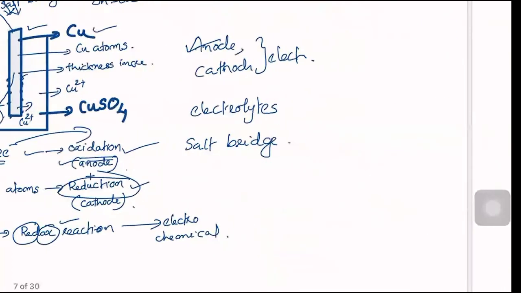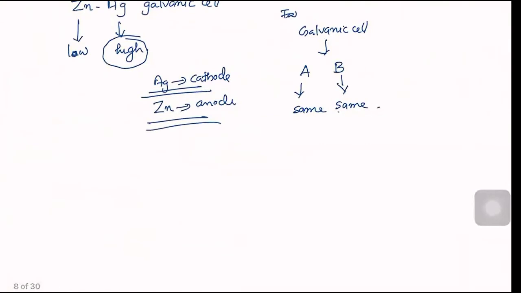Okay, now we have understood so many terms related to electrochemistry. One, what is an anode and when will it become an anode? That is very, very important. Next, what is a cathode and when will it become a cathode?